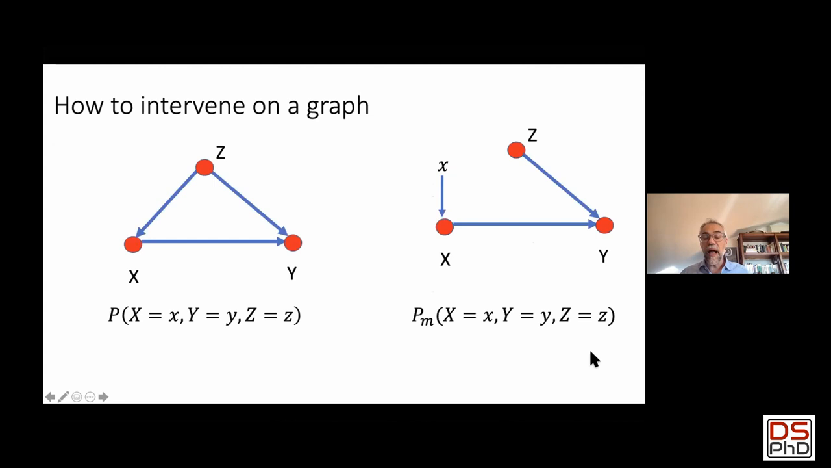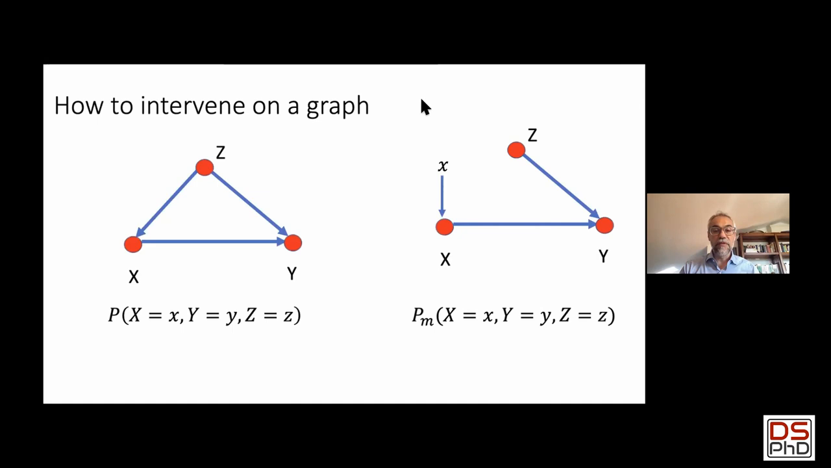And so, how do I intervene on a graph? I just remove all the parents that are going into my control variable, the variable of which I want to understand the effect. So in this case, X, the drug. And I calculate the joint probability not on the original model. You see here on the left, the probability of X being x, Y being y, Z being z, but the joint probability on the modified model. So the joint probability on this new graph in which the parents, in this case only Z, pointing into my causal or supposedly causal variable, are all removed.